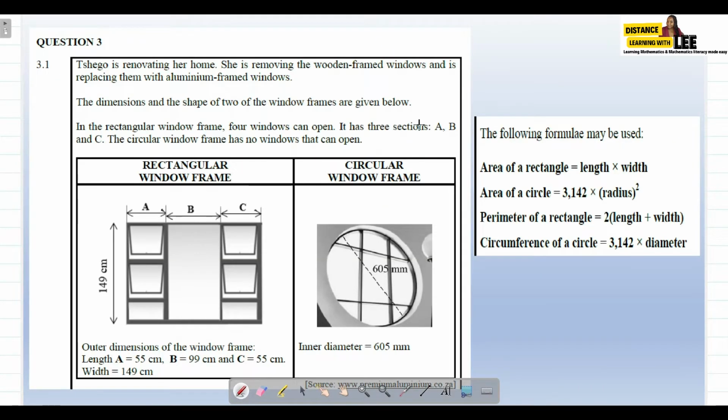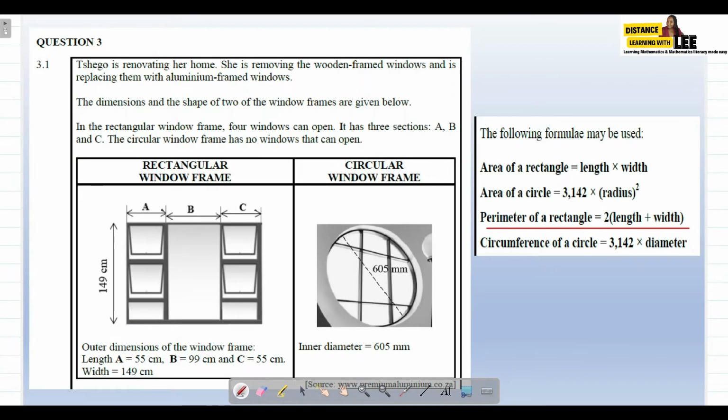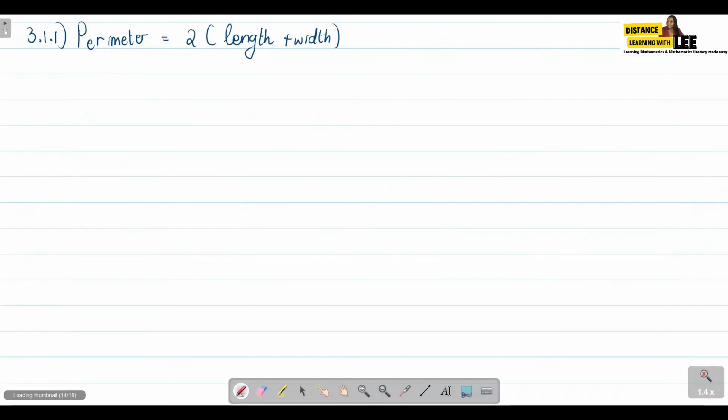In this case, everything is nice and simple because we are given the formula for the perimeter of our rectangle, right? And the formula for the perimeter of our rectangle is equal to 2 times length plus width. So let's just write that down. All right, so we can see from this picture that the length of our rectangular window frame is the length from A all the way to C. So it's 55 centimeters plus 99 centimeters plus 55 centimeters. Okay, so that is how we're going to get the length, right?